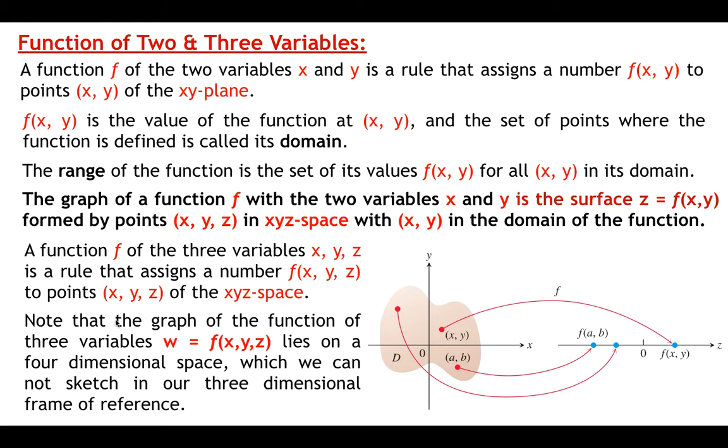This is an important note: the graph of the function of three variables, w equal to f(x, y, z), lies in a four-dimensional space which we cannot sketch in our three-dimensional frame of reference. But yes, we can extend it further to n variables. If you have x1, x2, x3 and so on up to xn as n independent variables, we can define a rule f that assigns a corresponding number f(x1, x2, ..., xn). So this can be further extended to n dimensions.